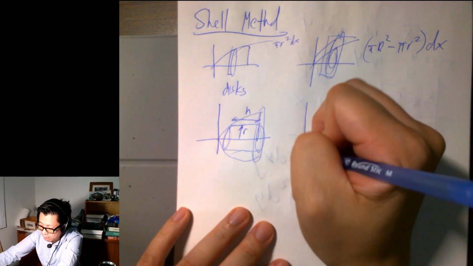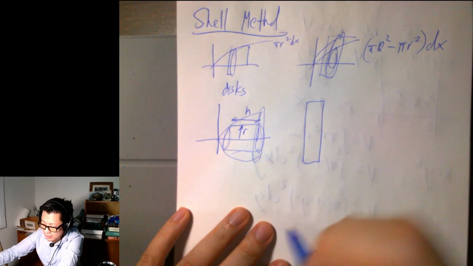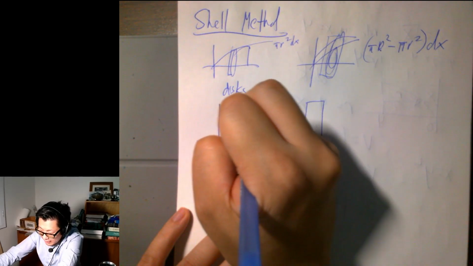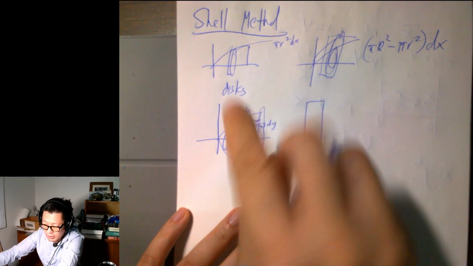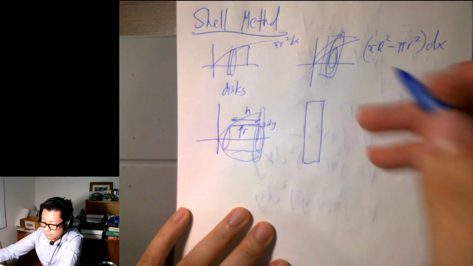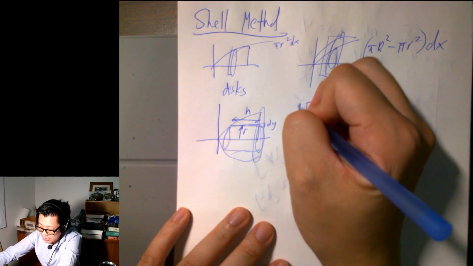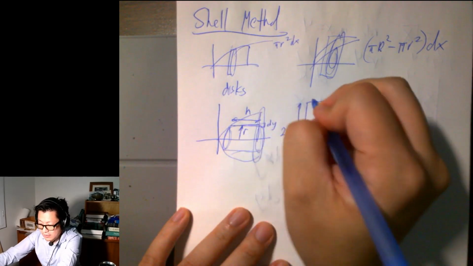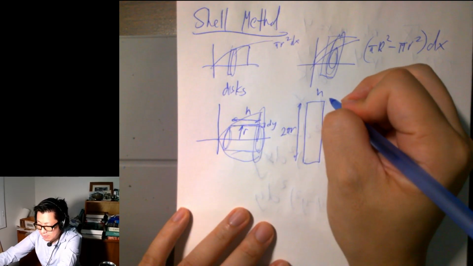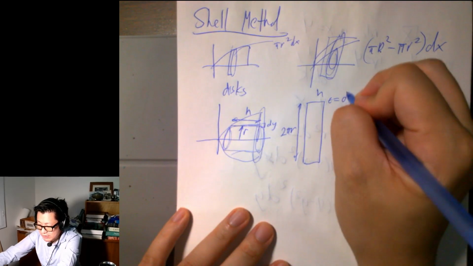And if you unfurl that particular sheet, if you look edge on at that sheet, that has a thickness of dy in this case. So your volume of that particular sheet, this circumference, 2 pi r, this height, h, and some thickness equal to dx or dy.